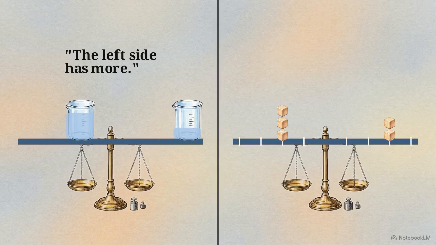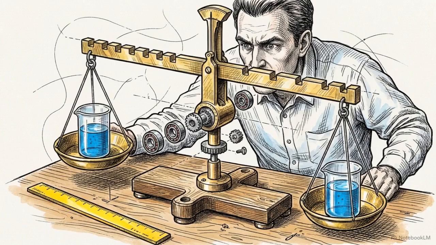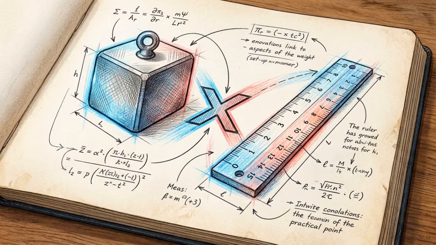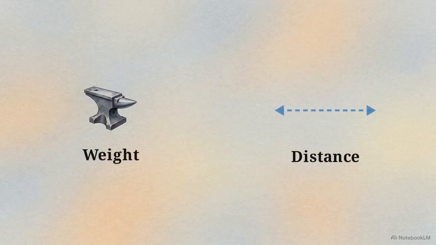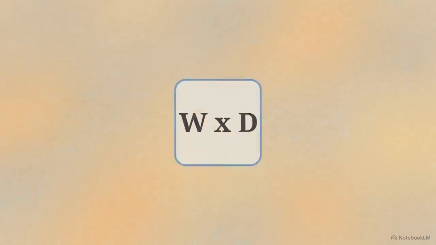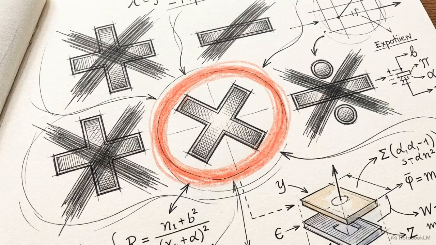One group justified predictions using words, like the left side has more. The other invented mathematical justifications using symbols. The words-only group failed. They fixated on a single dimension, either the weight or the distance, but they couldn't coordinate both. But the group inventing math succeeded. Using symbols allowed them to hold weight and distance in their mind simultaneously until they discovered the multiplicative relationship. Symbolic notations provide a compact way to combine perceptually distinct dimensions. They allow the brain to test candidate operations, like multiplication, that are difficult to perform through pure observation.